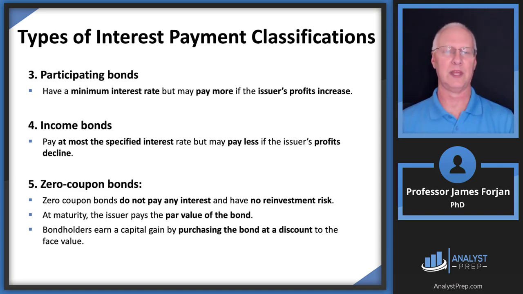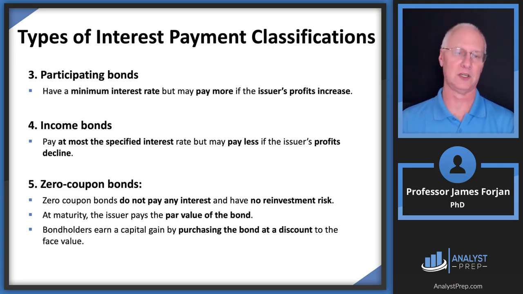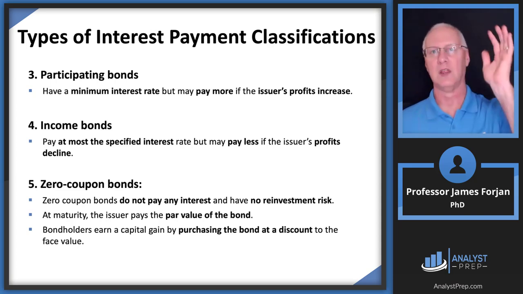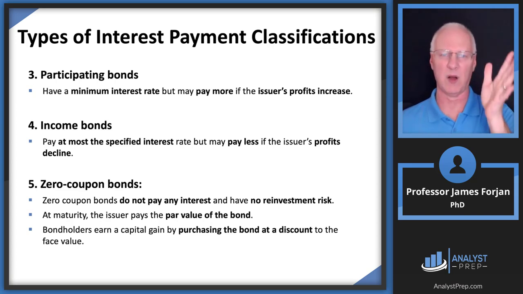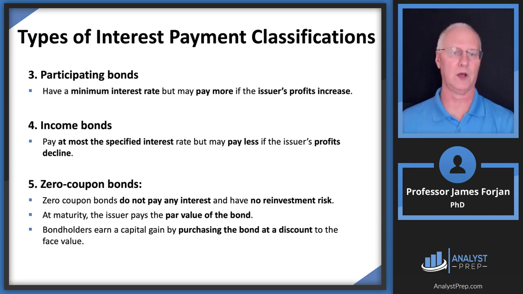Income bonds, these things are just like participating bonds. However, they depend on the actual cash flows or income. And so sometimes they could go up, but sometimes they could go down. So remember that difference: the participating bonds, those coupons only go up in good times. Income bonds, some could go up, but some could go down as well.